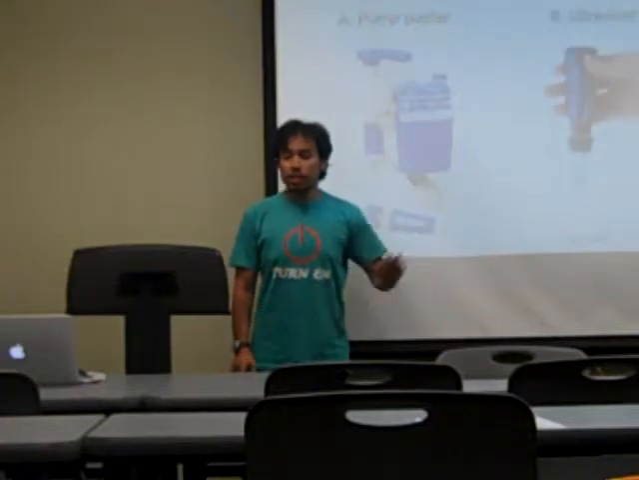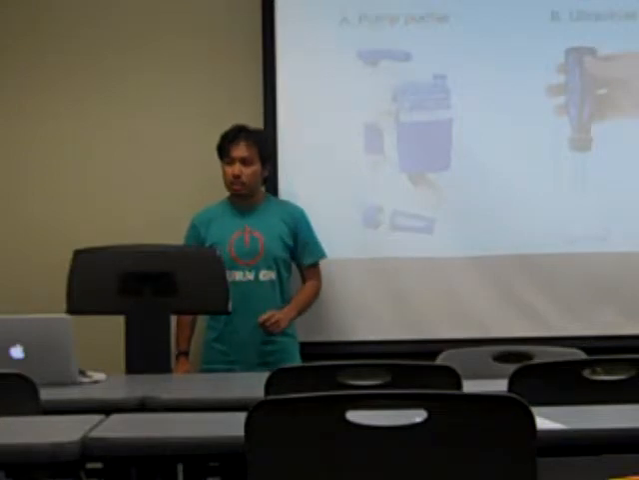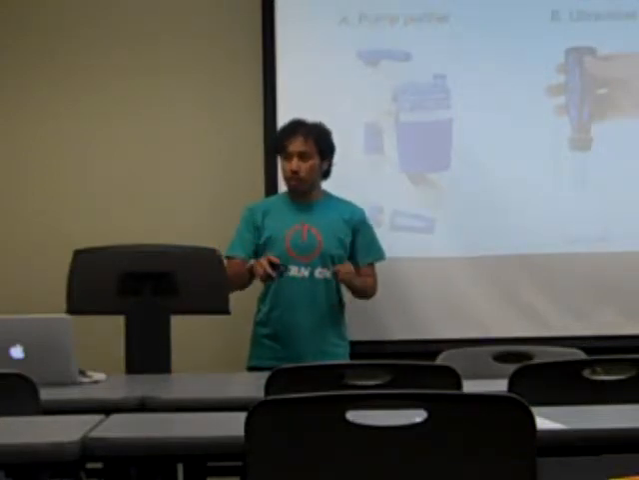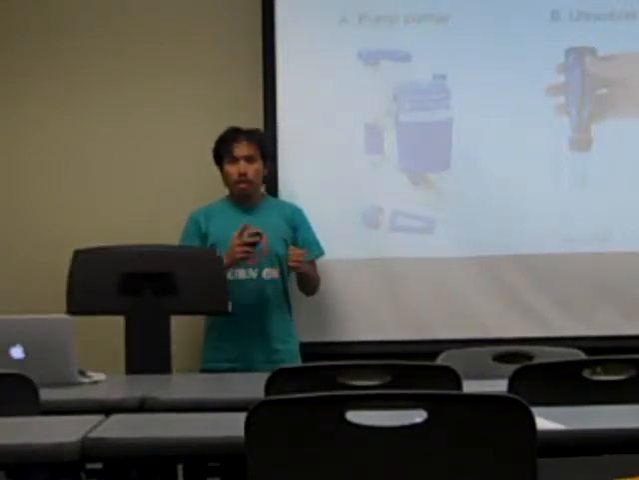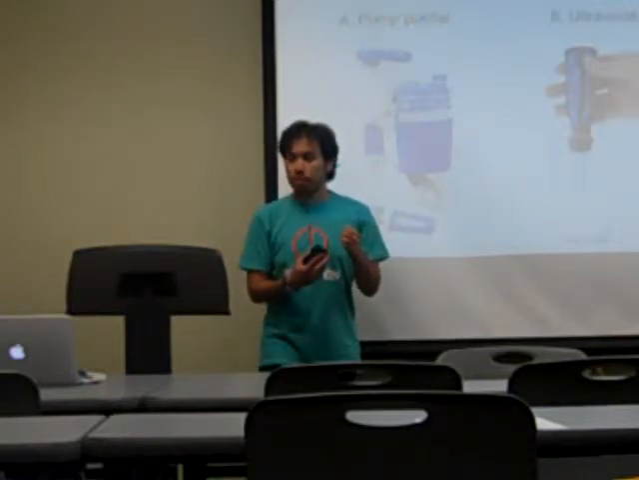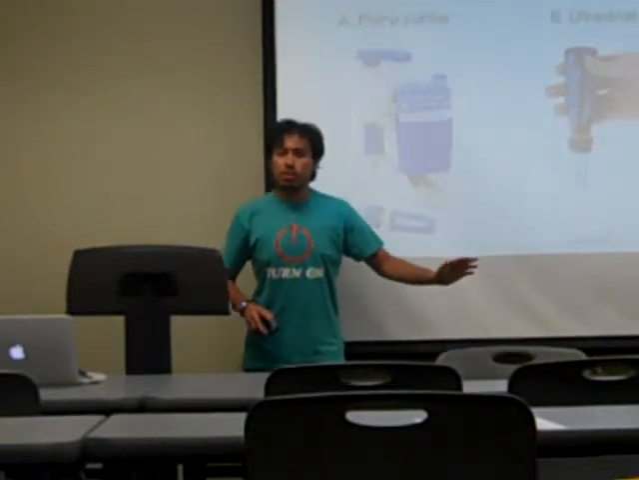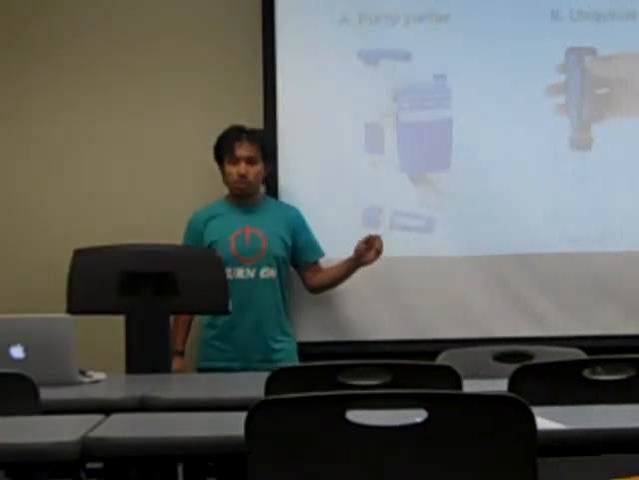The second type is the ultraviolet purifier. This one is very easy to use. Just put the stick in the water, wait until the light turns green, then stir the water until the light turns off. The UV ray will kill any bacteria in the water. So this is very easy to use.